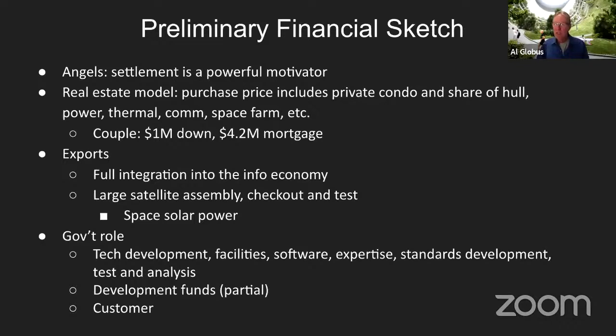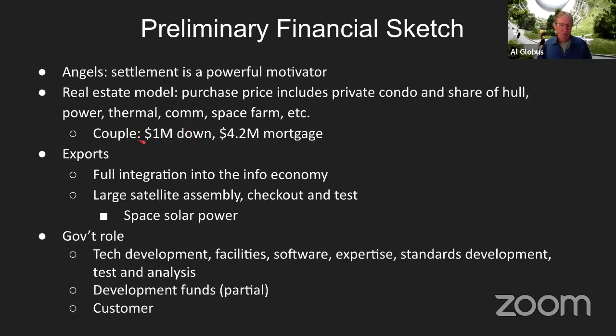We need a more standard model of economic development. And I propose a real estate model where you take out a mortgage and give a down payment. The purchase price includes a private condo for you to live in and a share of the hull, the power, the thermal, all that sort of stuff. So you own the land. For a couple, we think this would cost about $1 million down and a $4 million mortgage. Now, that's a very optimistic number. I don't think it's absurd, but it's bordering on it. Maybe in one more generation. We'll see.